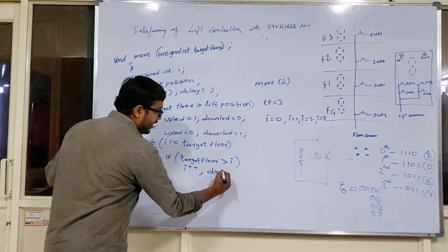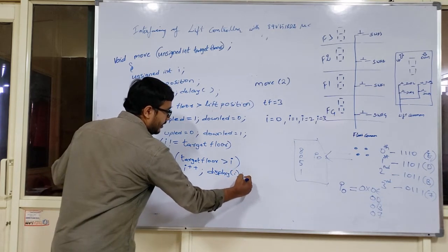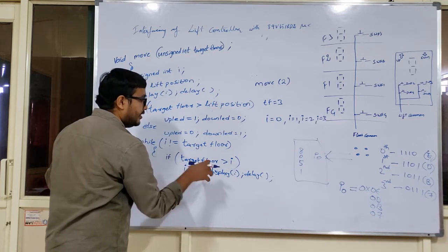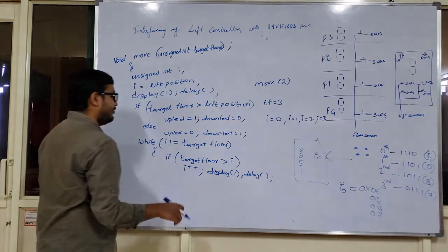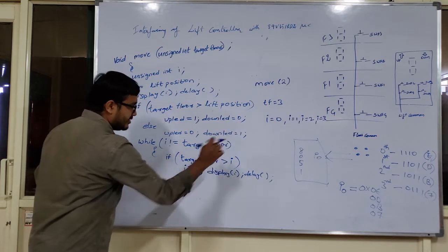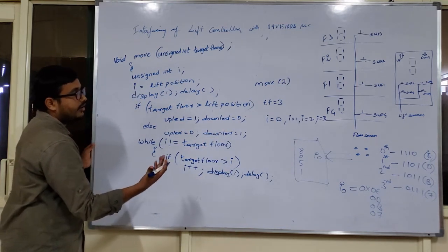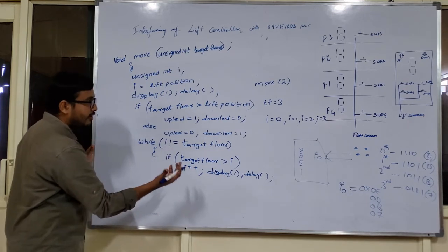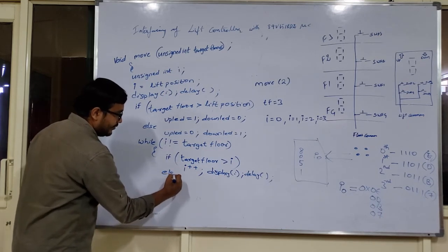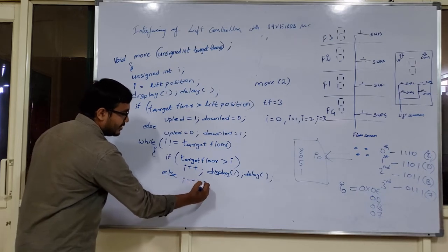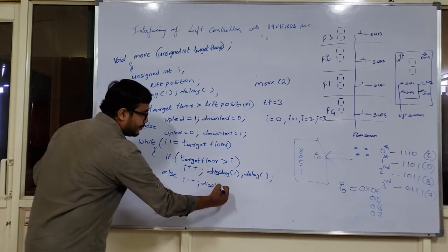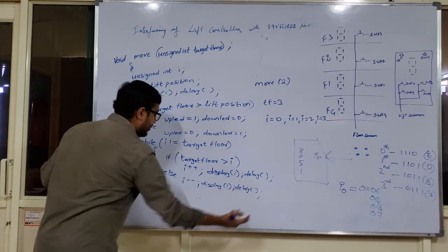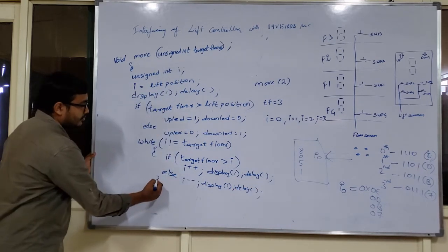Again display your I value and delay. Delay is used to hold in which floor my lift is, being displayed by the 7-segment display that is present at each and every floor, outside the lift. Else condition is I minus minus, again display of I, delay of something, delay, that's it. Okay, just close this loop.